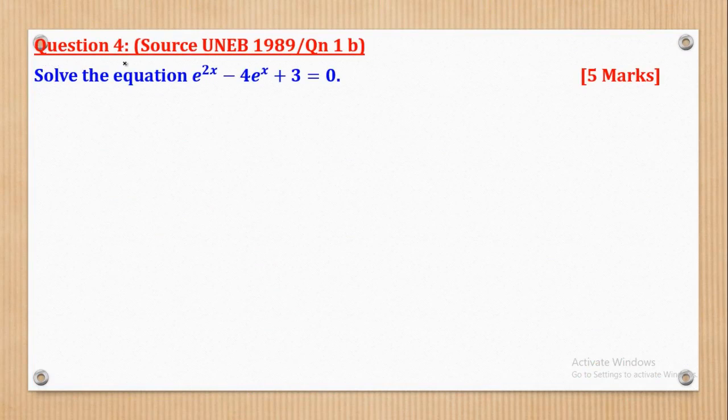So now we shall go to question 4, which came from UNEB 1989, paper 1, question 1b, and says, solve the equation e to the power 2x minus 4 e to the power x plus 3 equal to 0. So this e means exponent. What you are going to do is say, let y be equal to e to the power x.